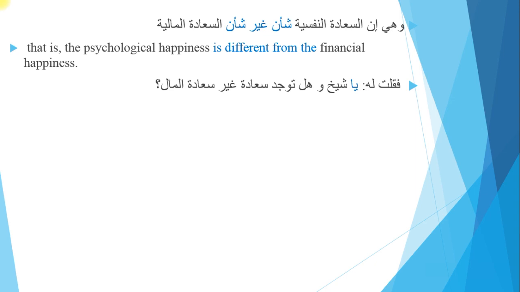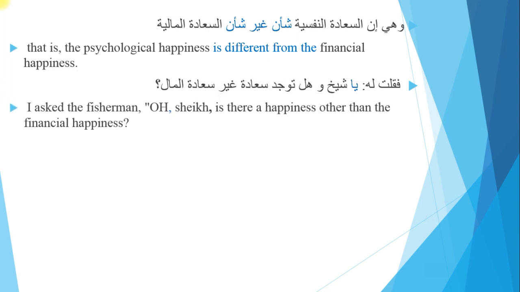فقلت له يا شيخ وهل توجد سعادة غير سعادة المال؟ Now when I say فقلت له, when I want to translate it into English, I can say I said, but because it's a question with a question mark, in Arabic I can say فقلت له and from the context it's a question, but in English it doesn't work. In English I have to say I asked. So I asked the fisherman, oh Sheikh, is there happiness other than financial happiness?